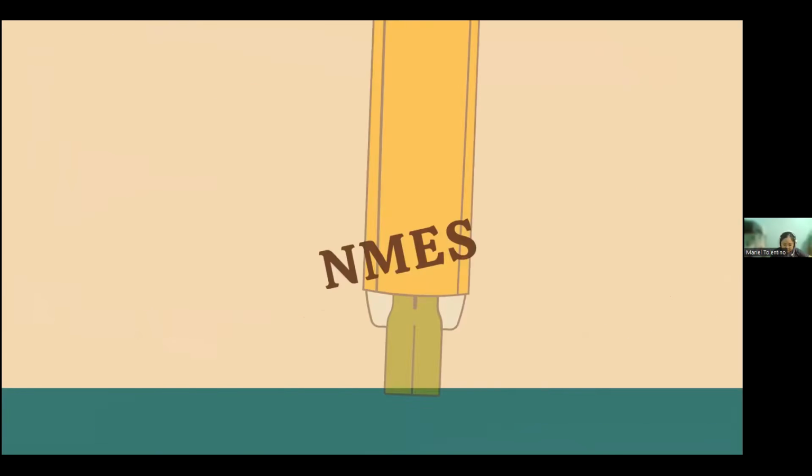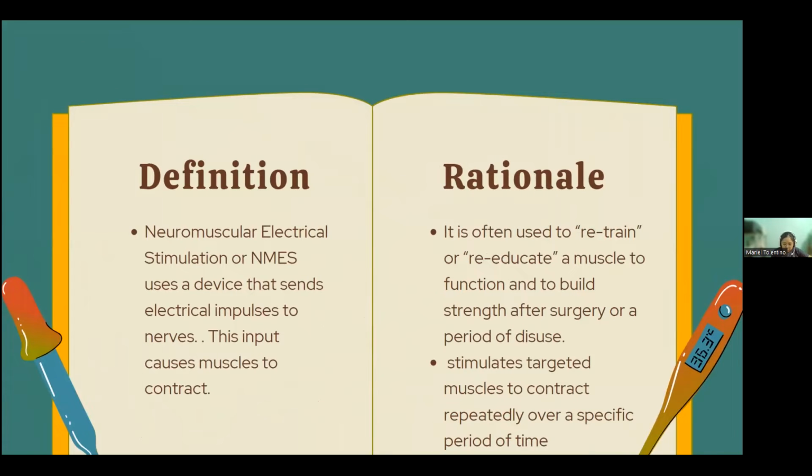For the first electromagnetic modality, we will discuss neuromuscular electrical stimulation, or NMES. It is a device that sends electrical impulses to the nerves, and this input causes muscles to contract. The electrical stimulation can increase strength and range of motion and offset the effects of disuse. For the rationale of NMES, it is often used to retrain or re-educate a muscle to function and to build strength after a surgery or period of disuse.